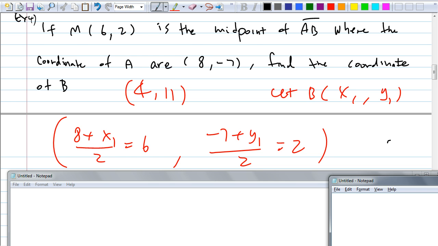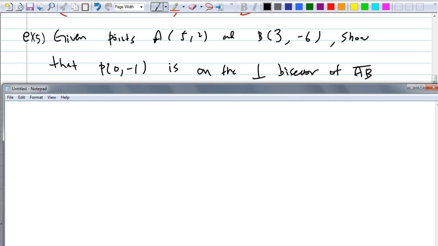All right, let's do one last one then. Example 5 turns out is exactly the same as example 2 that we just did. Now see if you could do that with different numbers. Given points A (5, 2) and B (3, negative 6), show that P (0, negative 1) is on the perpendicular bisector of AB. So it's sort of a review. It's the same exact question as example 2, but do it without looking at example 2. Remember, there were 2 ways of doing this. Go ahead, everybody try. I'll wait.